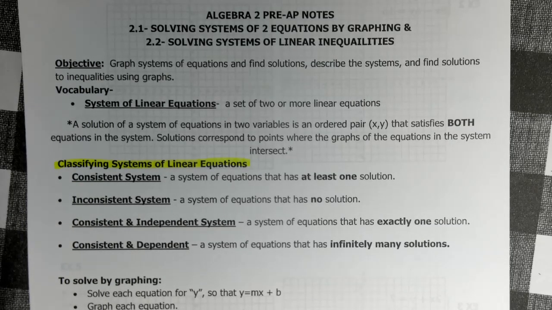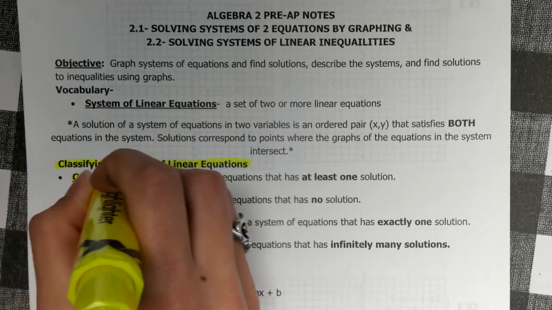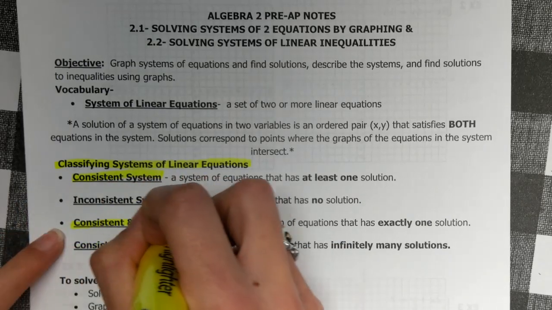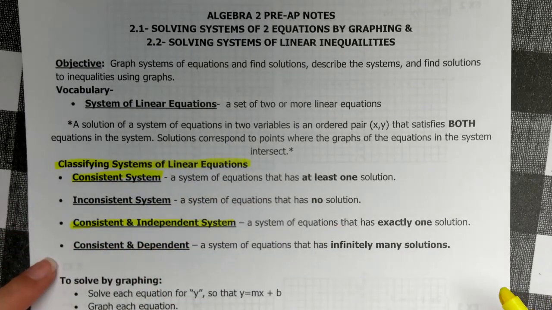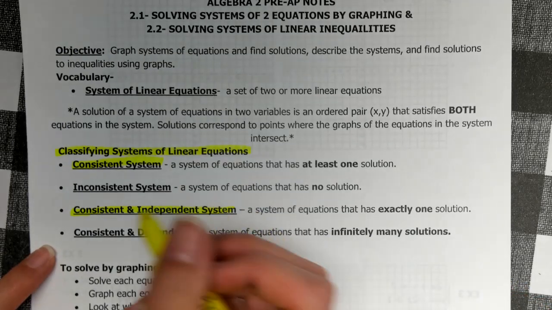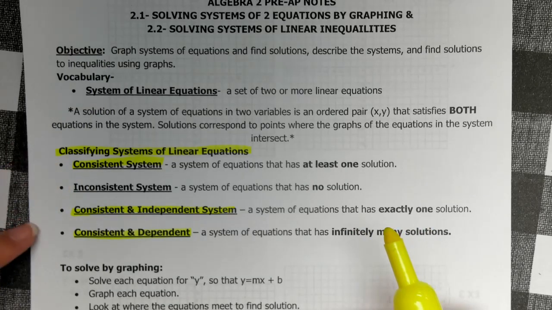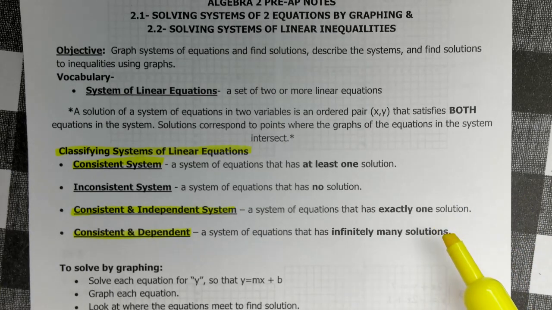So, your classification, if you have a system that has at least one solution, that's considered to be consistent. Okay? If you have a system that has exactly one, that is consistent and independent. If you have a system that has infinitely many, that's consistent and dependent. Okay? So those are your consistent options. Consistent is at least one. Consistent and independent is exactly one. Consistent and dependent is infinitely many.